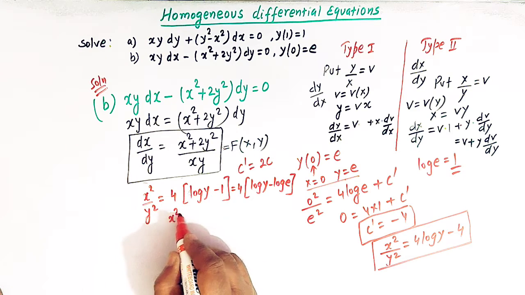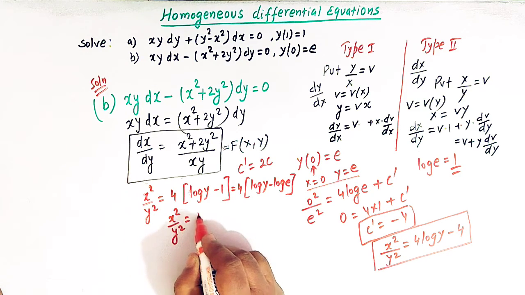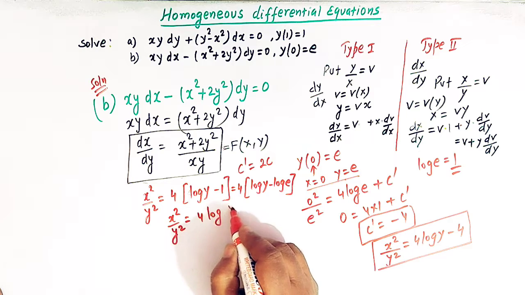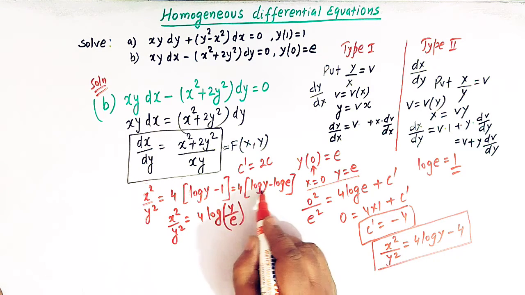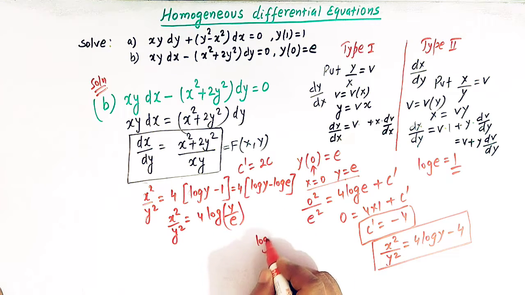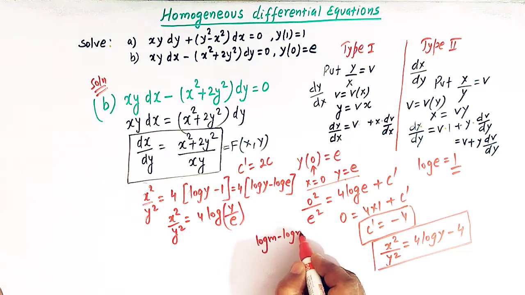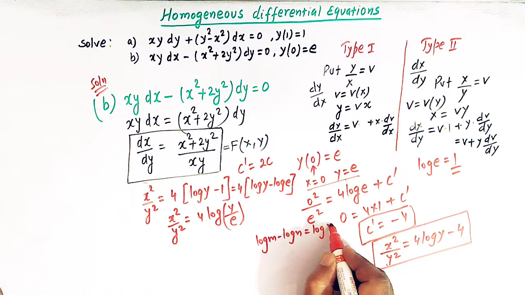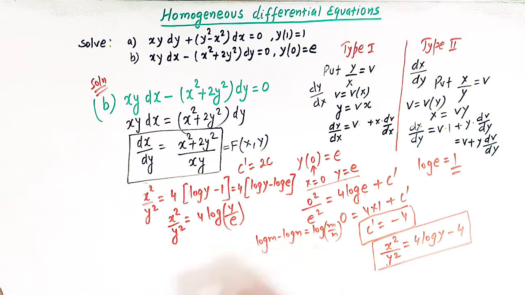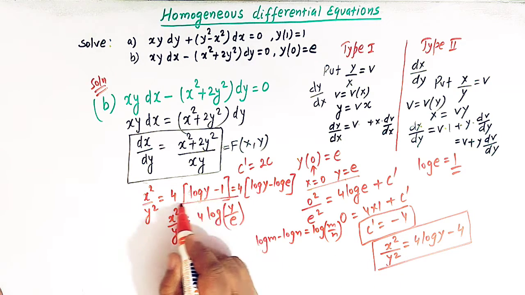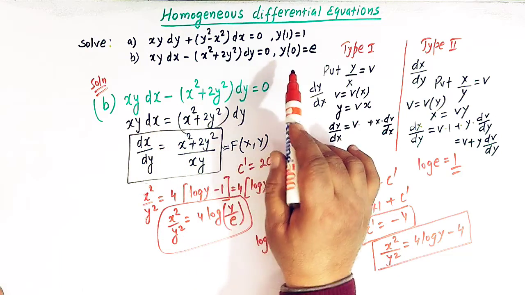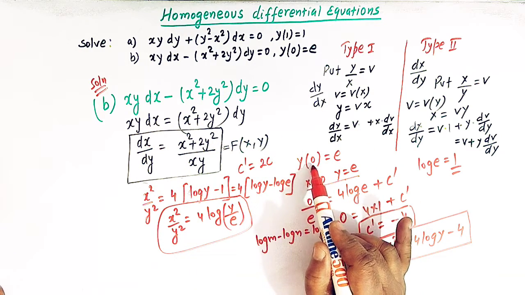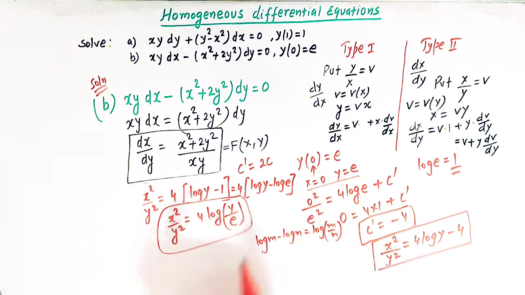So we have x square over y square is equal to 4 times log of y over e, because here we have the property of log, that is log of m minus log of n is equal to log of m over n, right? So this is another form of the particular solution of this differential equation when the condition is y of 0 is equal to e.